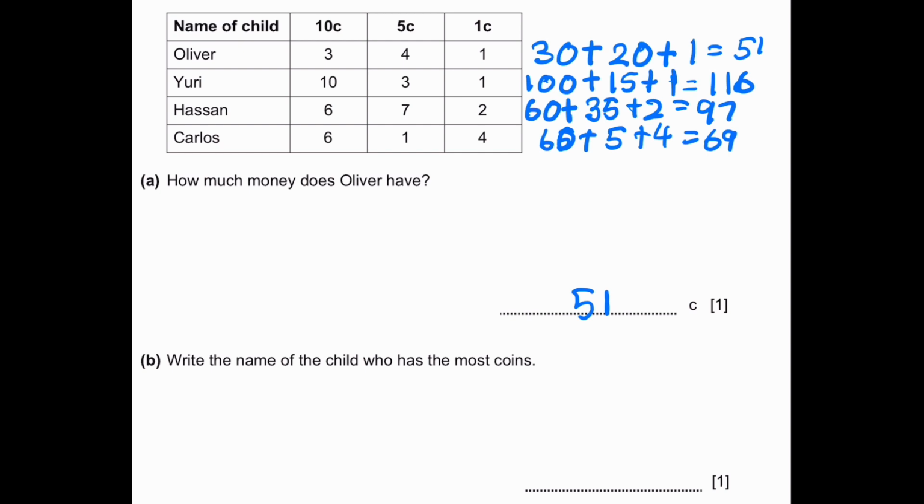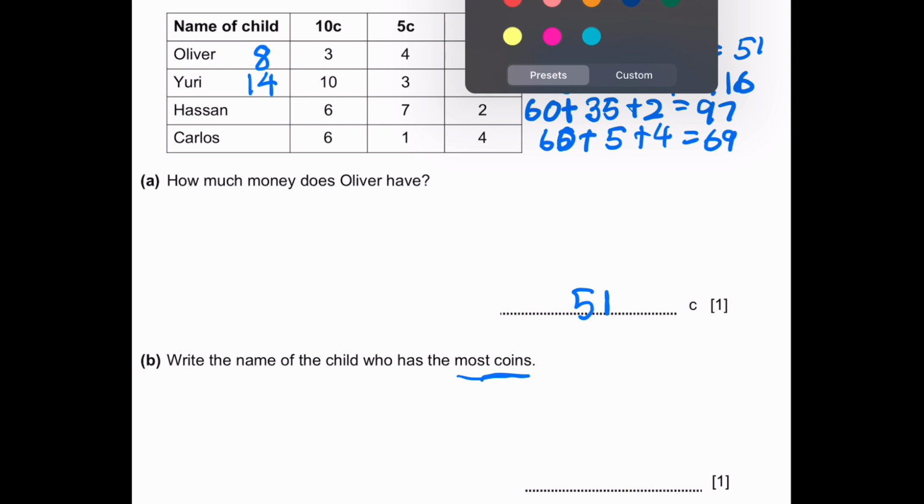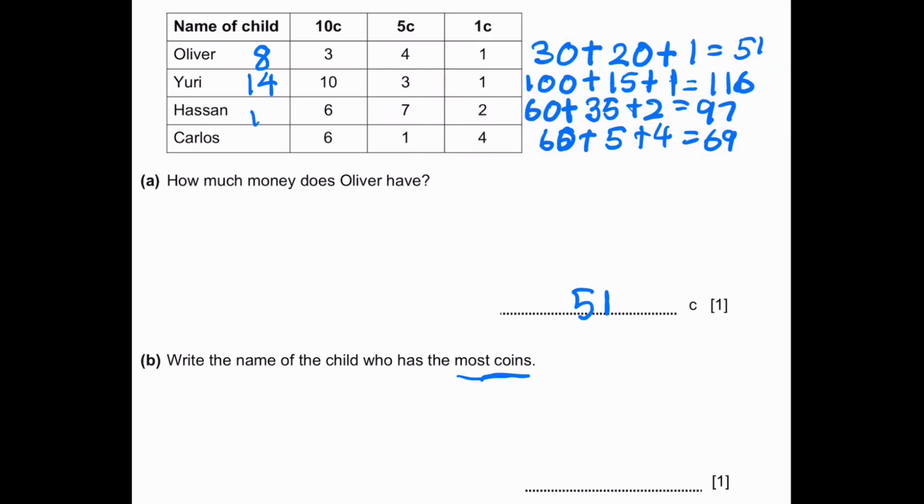B. Write the name of the child who has the most coins. They ask the most coins, not money. Oliver has 3 plus 4 plus 1, 8 coins. Yuri has 10 plus 3 plus 1, 14 coins. Hassan has 6 plus 7 plus 2, 15 coins. And Carlos has 6 plus 1 plus 4, 11 coins. Hassan has the most coins.